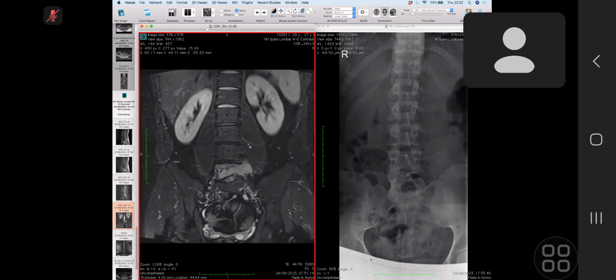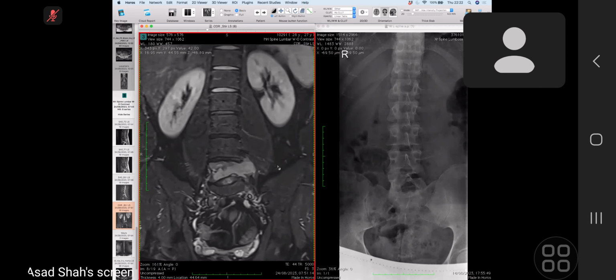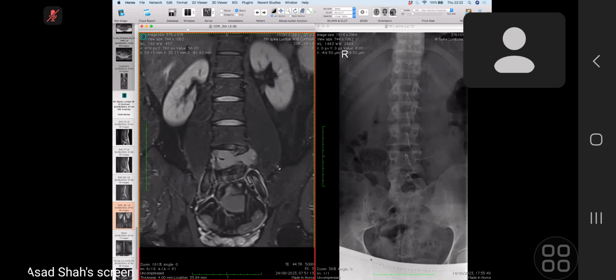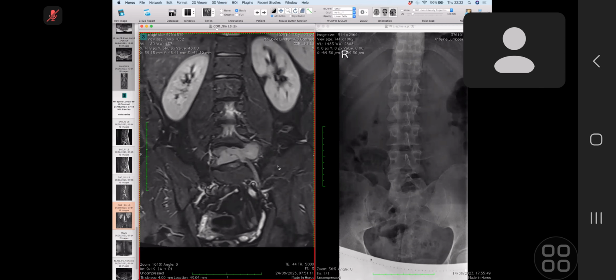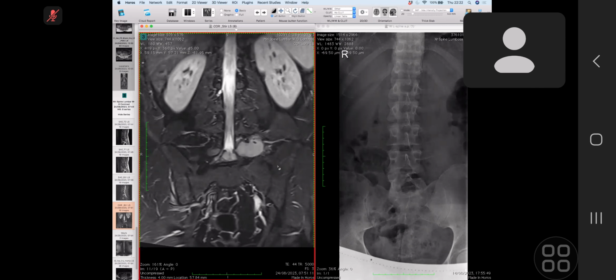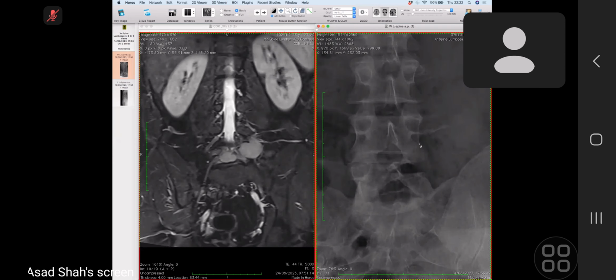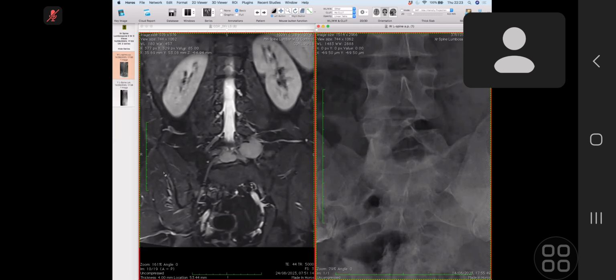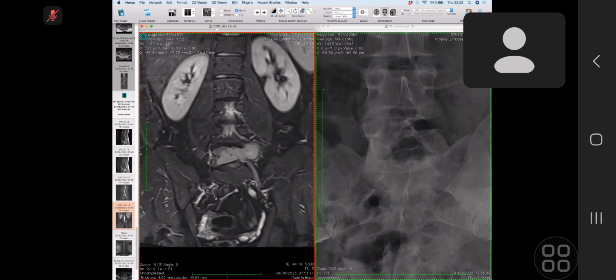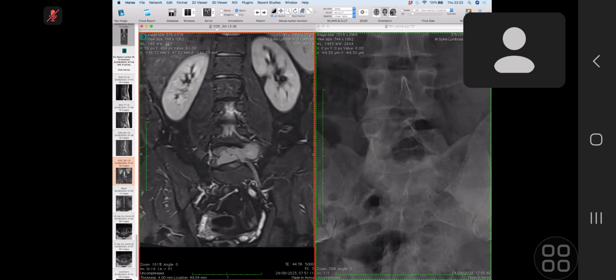This is the coronal. I can see some linear septations within this lesion, with an extravertebral body component attached to it. I'm just trying to delineate further if it's causing some compression.